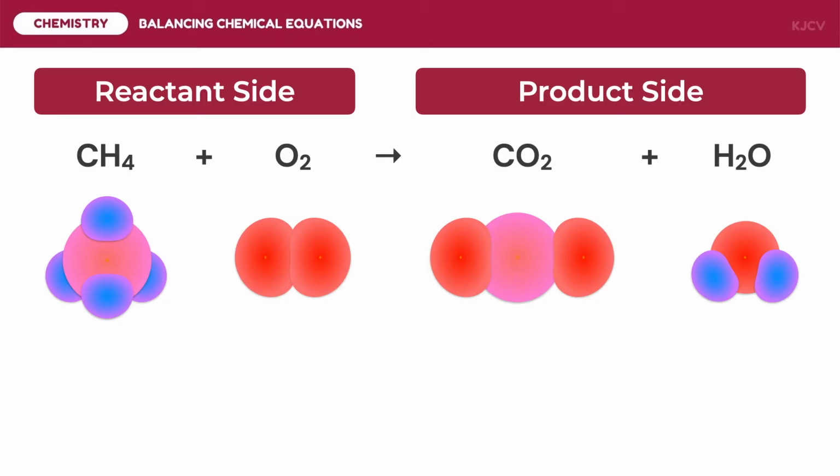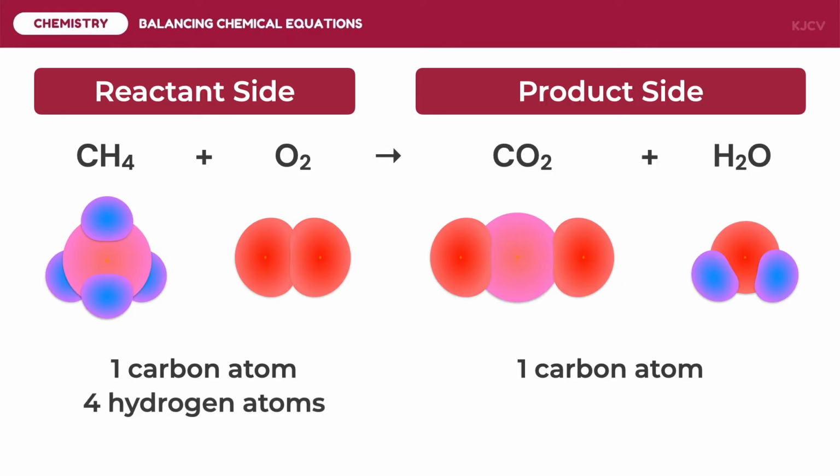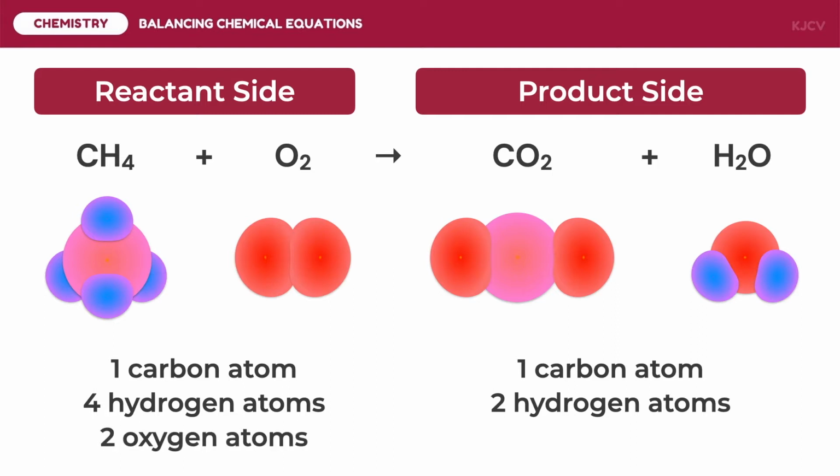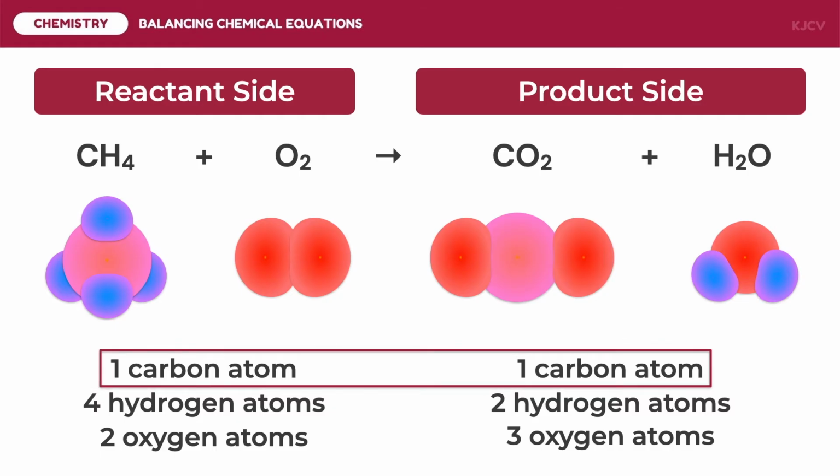If we look closely at the composition of each substance in the reaction, we have one carbon atom on the reactant side and one carbon atom again on the product side. For hydrogen, we have 4 from the reactant side and 2 from the product side. Lastly, for oxygen, we have 2 from the reactant side and 3 from the product side. After comparing all the atoms from the reactant and product side, we can see that only carbon retained its number in the reaction. What about hydrogen and oxygen?